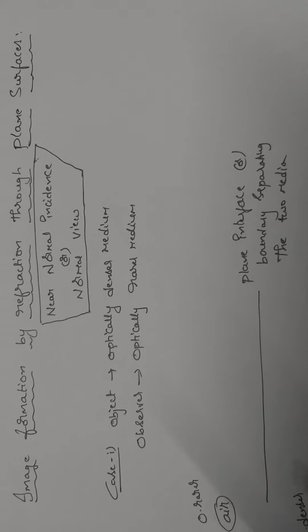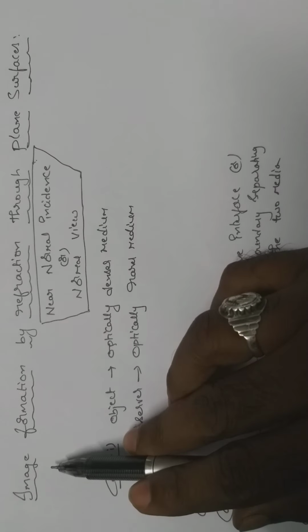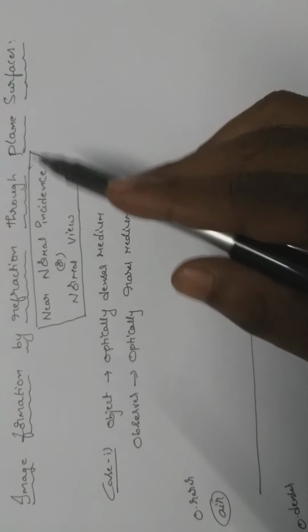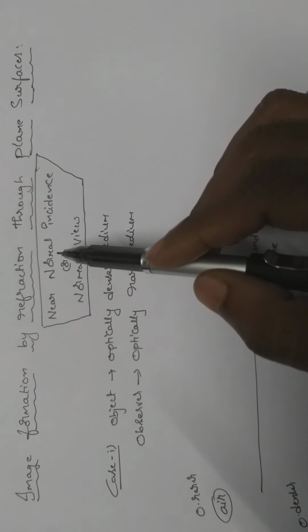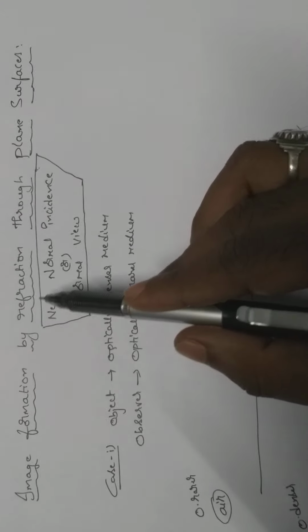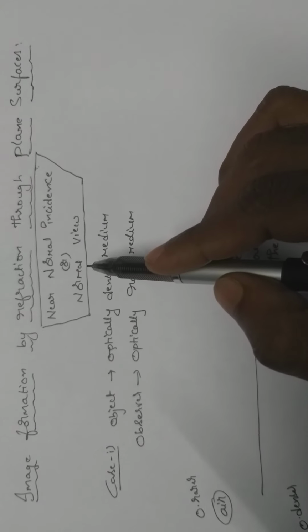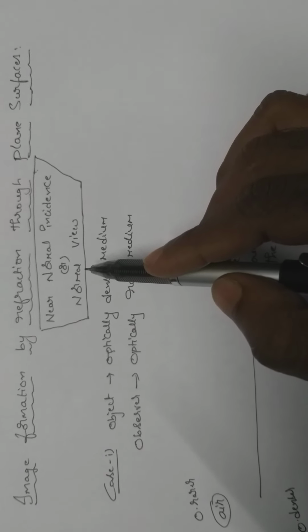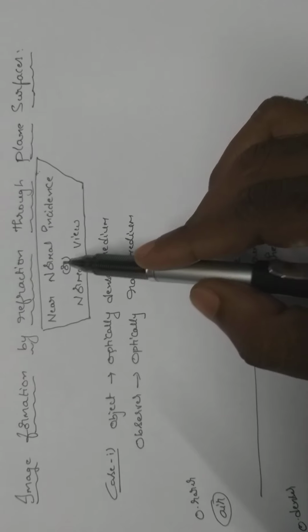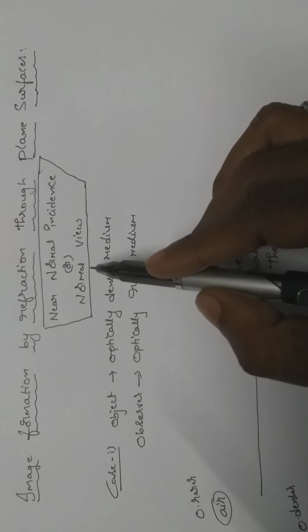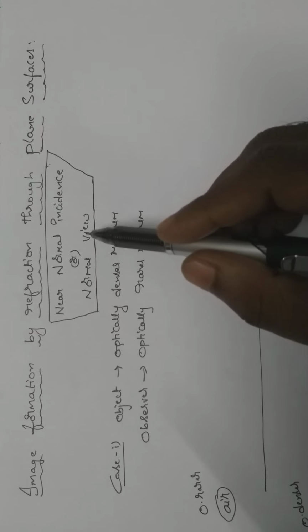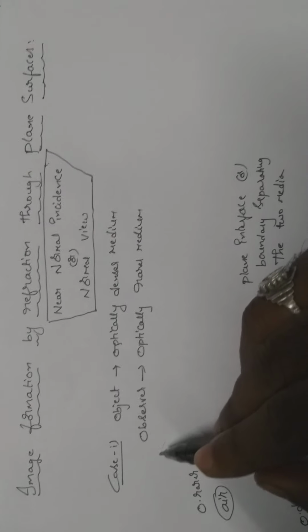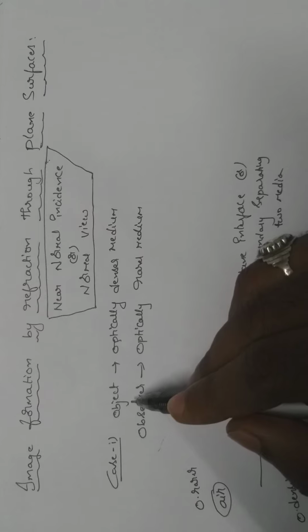In this lesson we are going to learn about the image formation by refraction through plane surfaces. When we are observing the object and the image, there are two types of views. One is normal view and the other is oblique view. Here we are going to discuss normal view, or near normal incidence. In that also there are two cases.